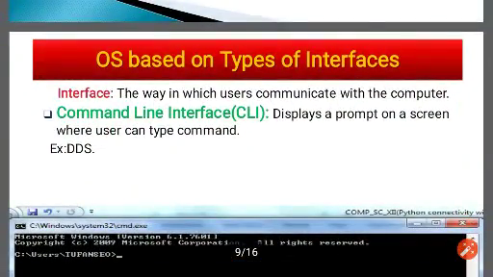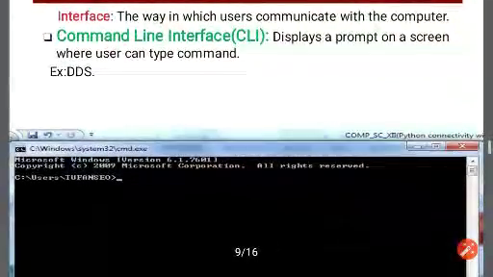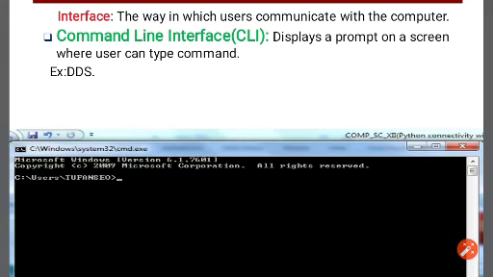Now, we have some more categories of operating systems based upon their interfaces. Let us see what an interface is. The way in which users communicate with the computer is an interface. We can divide on the basis of interface. The first one is the command line interface, that is CLI. What is this command line interface? It displays a prompt on a screen where the user can type commands. So anything they have to do, they first have to type the command and only then will they get it.